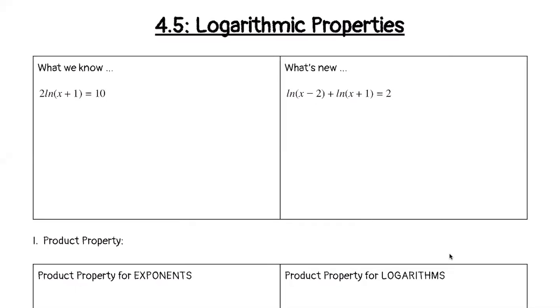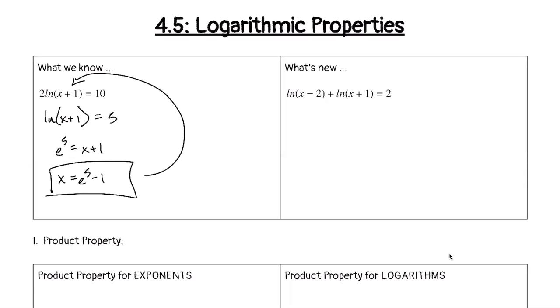All right. So, log properties, right? Let's start with what we know. We know that if we have a log equation like 2 times natural log of x plus 1 equals 10, we could isolate our log by dividing by 2. And we know this is base e, so we can say that e to the fifth equals x plus 1, and then we could say x equals e to the fifth minus 1.